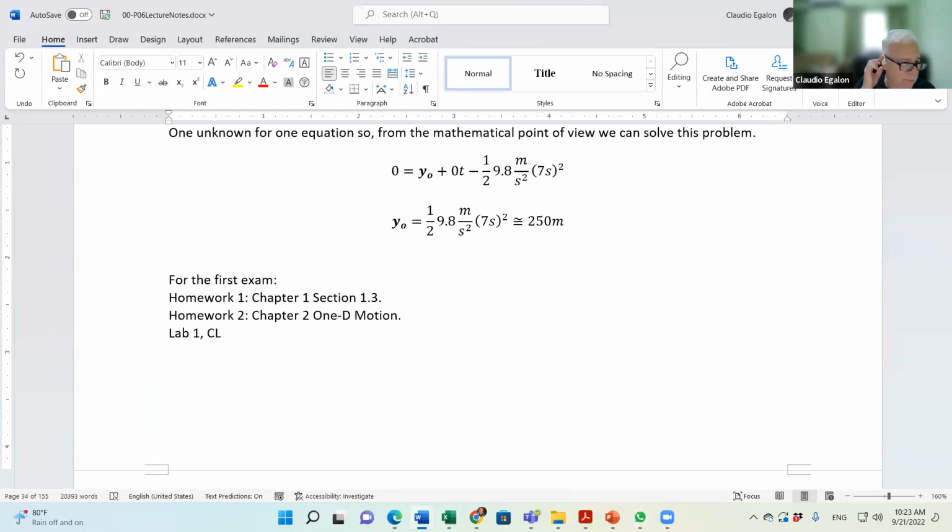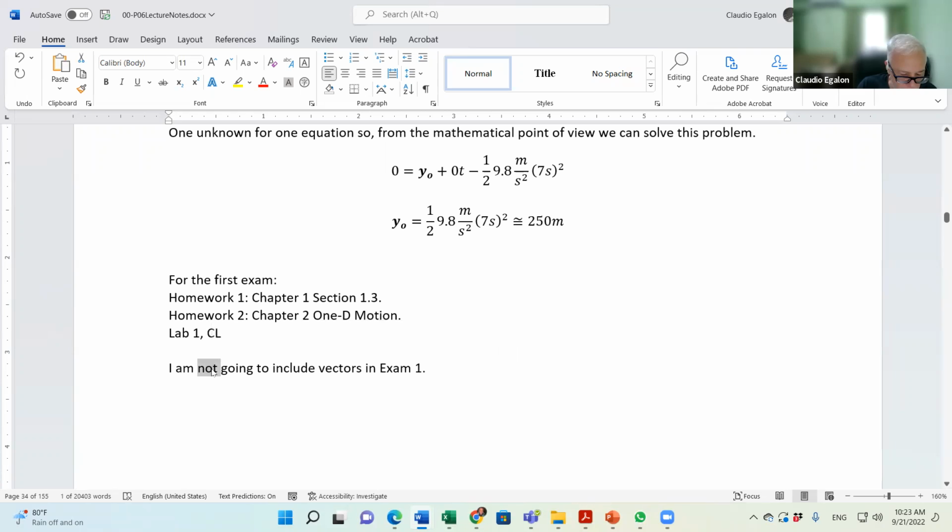But we'll be covering vectors next Monday. Because Monday is just 2 days before the exam, it's better that I don't include vectors. I am not going to include vectors in exam 1. Okay, I'm not. Good. So the first exam is still scheduled for September 28th.